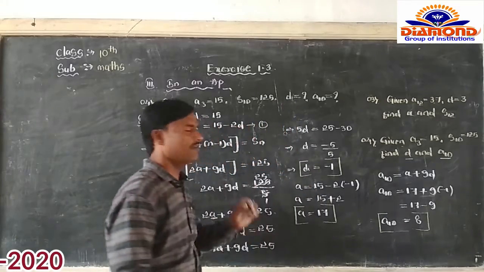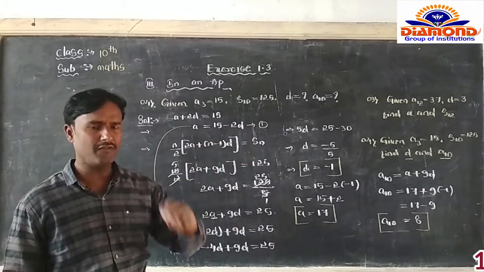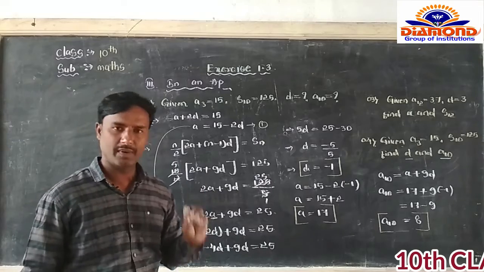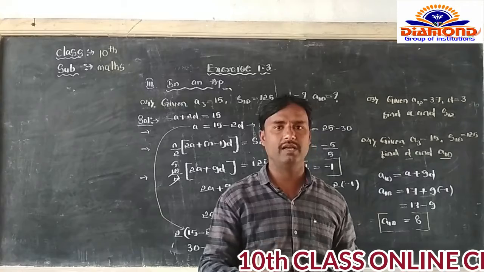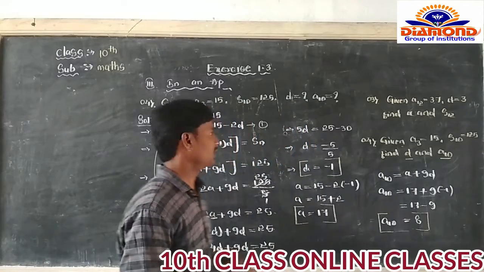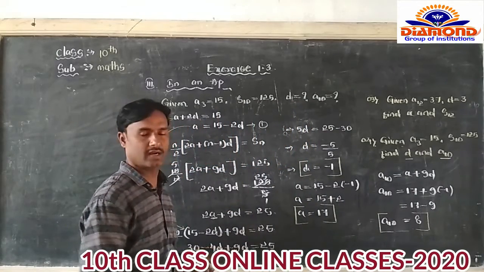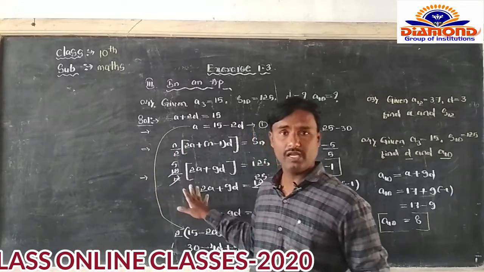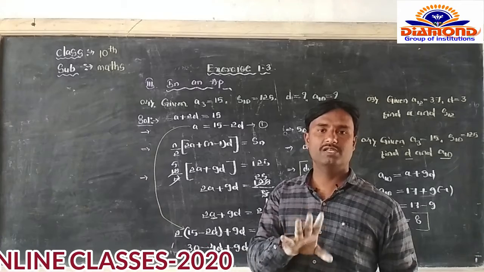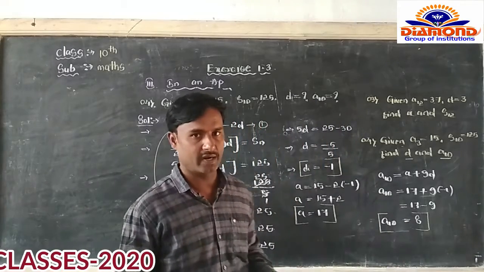Very easy is that. First you think everything: read the question, see what is given and what should be done, and think about all of it before solving. In this exercise there are 10 questions; I explained 3. The remaining 7 questions you will do as homework, dear students.